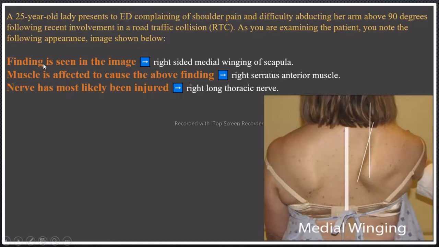The first question, what is the finding in the image? So right side, medial winging of scapula. What is the muscle affected? So right serratus anterior muscle, choose. What is the nerve? Right long thoracic nerve. And also it can happen if the patient is doing a procedure. Which procedure, guys? Chest drain. Chest drain, excellent.